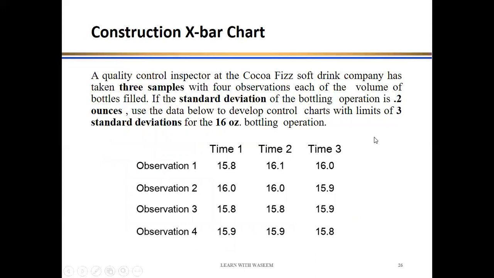So I would like to explain the X bar chart and R chart in this example. This example is used for constructing the X bar chart. How to construct an X bar chart? The statement of the example is: a quality control inspector at the Cocoa Fizz soft drink company has taken 3 samples. Point to be noted: 3 samples with 4 observations. Please note these points.